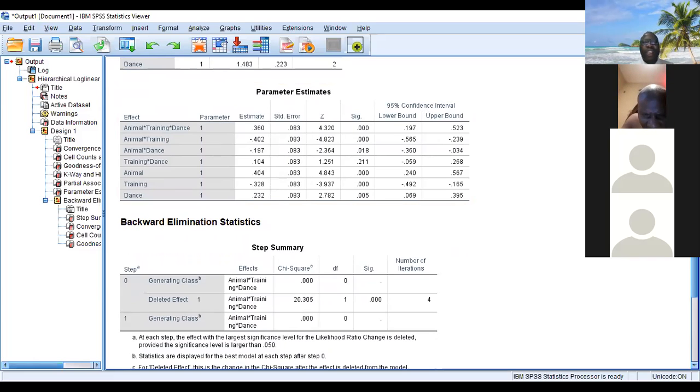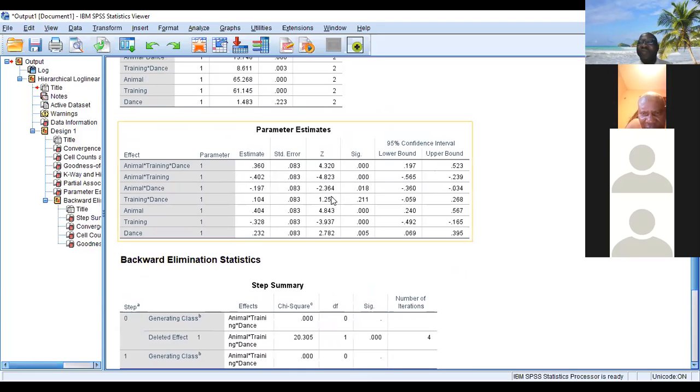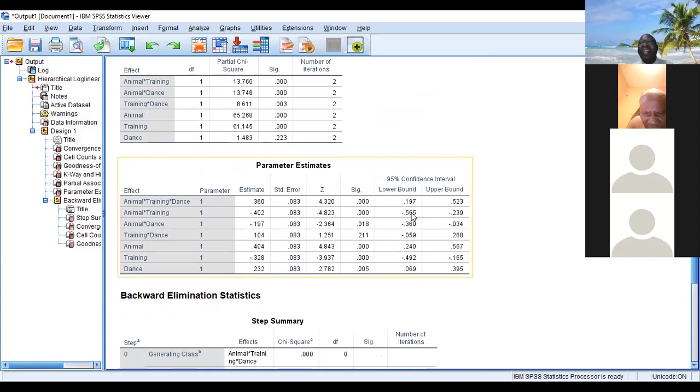Okay. This one is just showing the parameter estimate. You know what I mean by parameter estimate? He now tries to quantify it by doing Z. You know, we have chi-square here. You know that chi-square and Z are related. Z distribution and chi-square distribution are related.